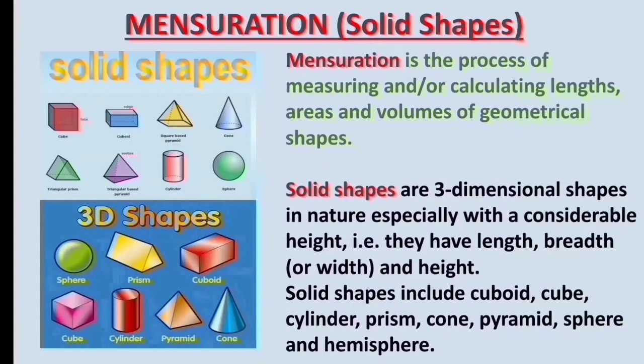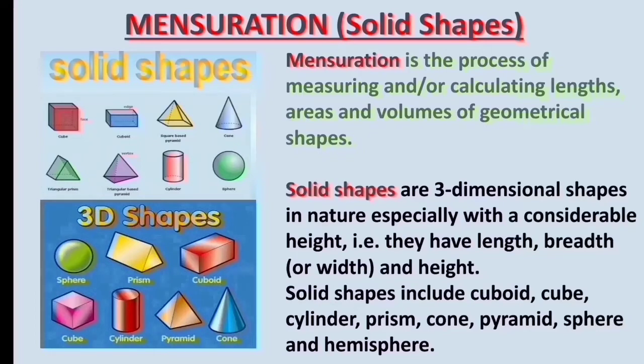From definition, mensuration is the process of measuring and or calculating lengths, areas, and volumes of geometrical shapes. Also from definition, solid shapes are three-dimensional shapes in nature, especially with a considerable height. That is, they have length, breadth or width, and height.